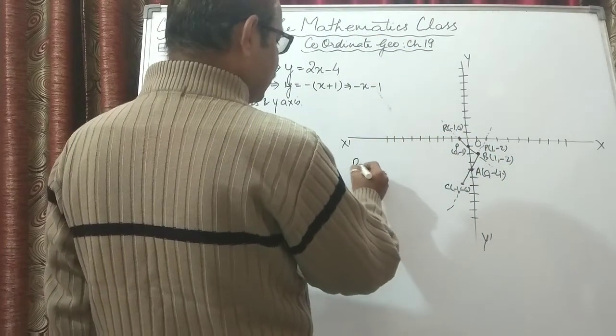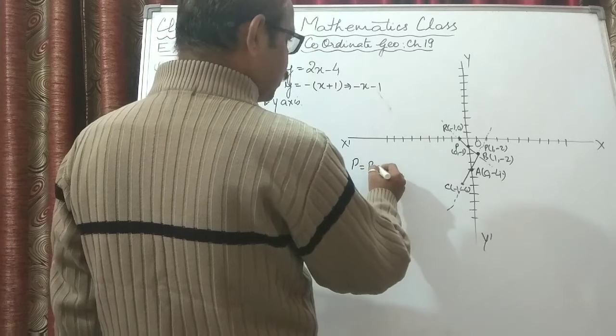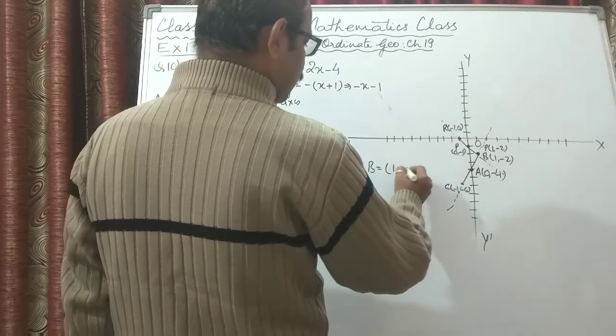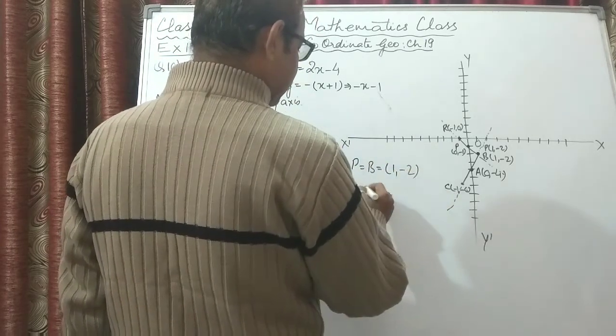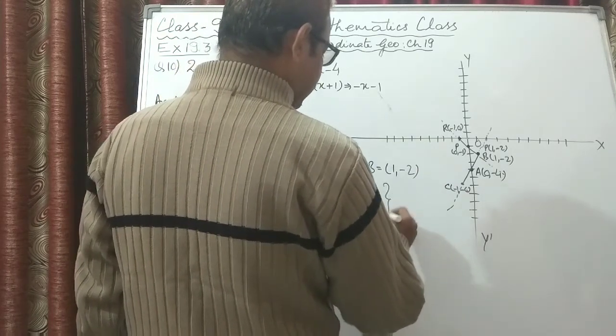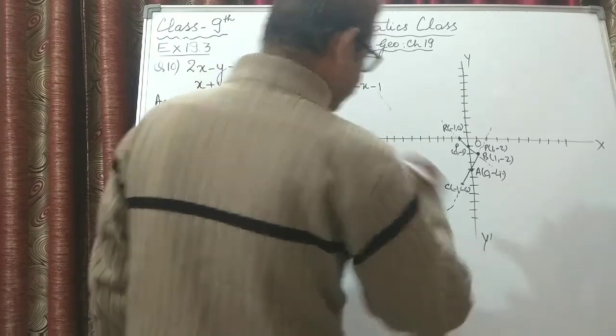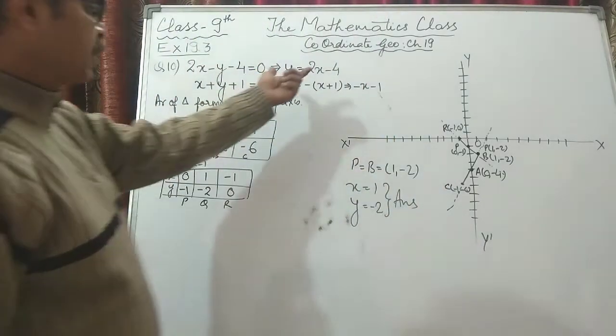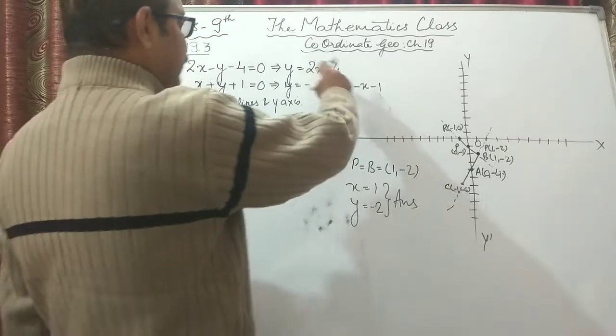The common point is P, or that can be considered as B also, and the coordinates are (1, -2). It means the value of x is 1 unit and the value of y is -2 unit. So this is the solution. If you want to check, you can just substitute the value of x as 1.